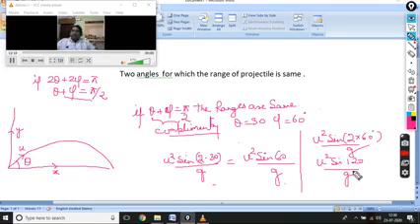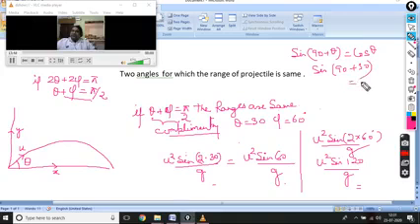And what is sine 120? Does somebody know what sine 120 is? Actually, I'll tell you, because you have just come to 11th. I don't know whether you know this equation or not. But you know that sine of 90 plus theta is cos theta. So can I not say that sine 120 is sine of 90 plus 30? And this is cos 30. So sine 120 is cos 30. So u square cos 30 divided by g.